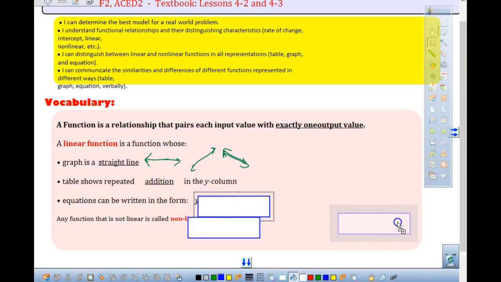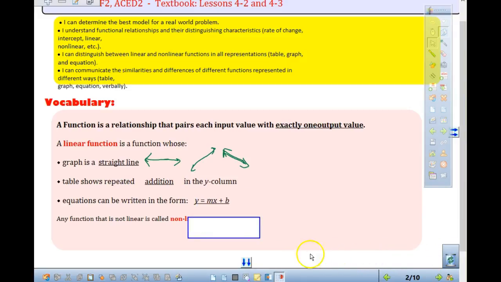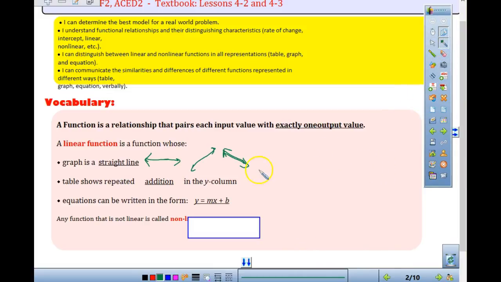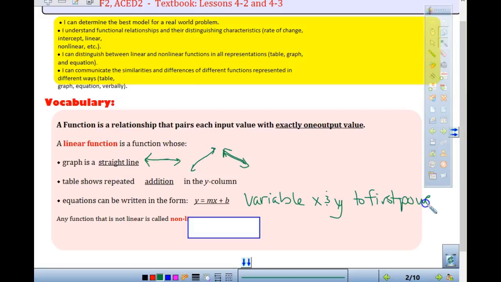And when we look at an equation, they give it of this form, y equals mx plus b. What I want you to put down with that, besides y equals mx plus b, is your variables x and y are going to be to the first power. When it's a linear equation, you will not have any exponents. You will also not have it being divided by x. So if you think of this type of an equation, this is going to be linear.